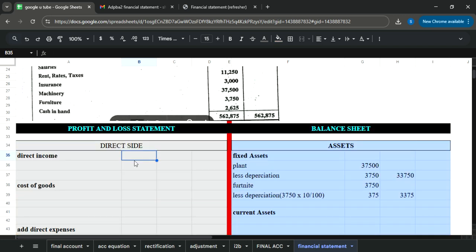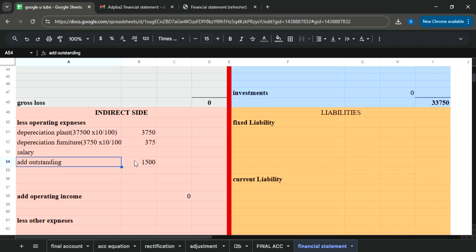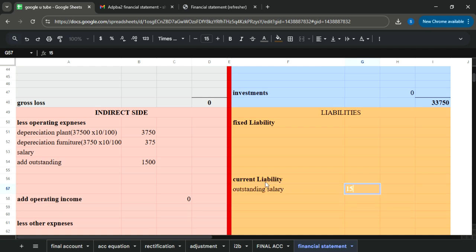Next is its second effect, outstanding expense. Salary, outstanding expense. Second effect is liability. So here you will mention outstanding salary, which is 1500. Alright guys, both effects completed. Outstanding is added and written on liability side.